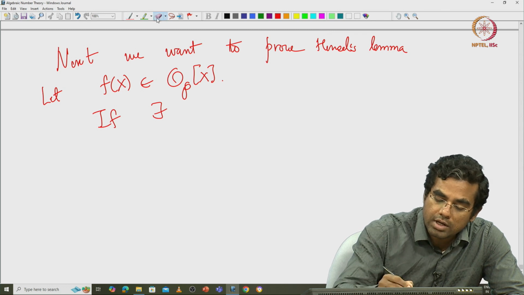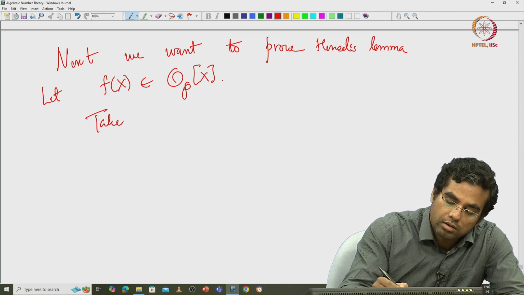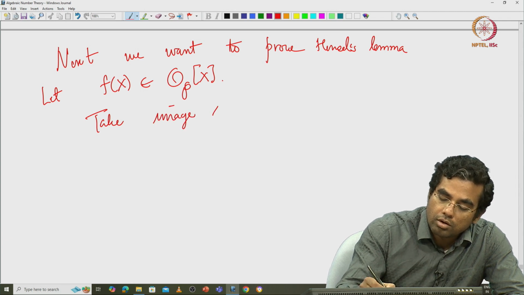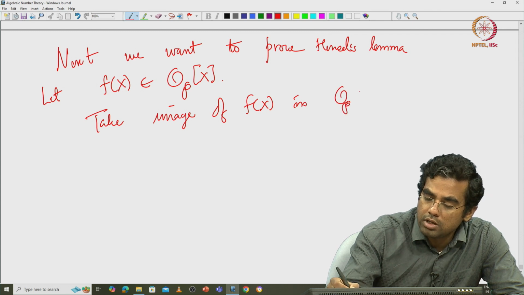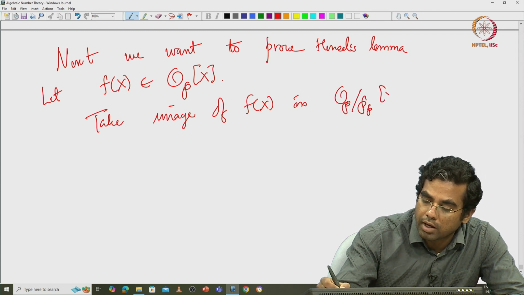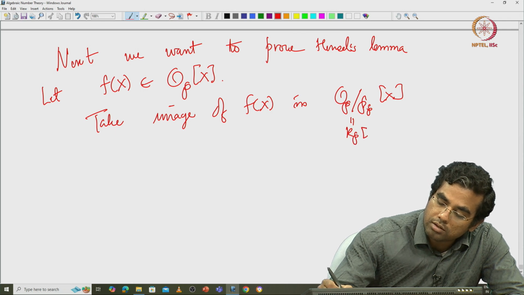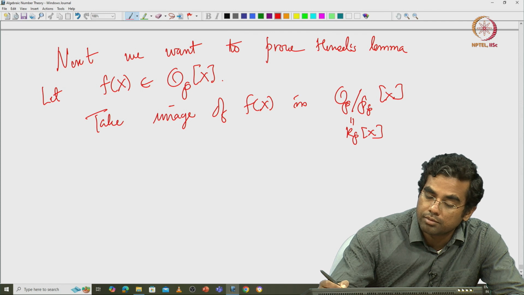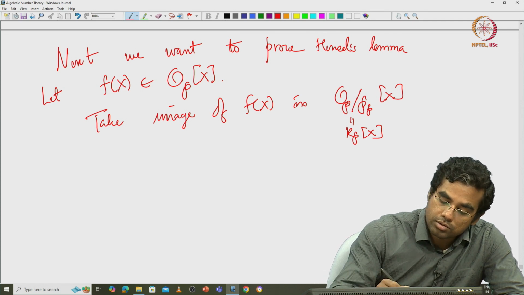So, what I can do is I can consider the image of f of x in O_p mod p_p of x, and now I will write this as k sub p, right, because it is canonically O_K mod p, and call this image f bar.